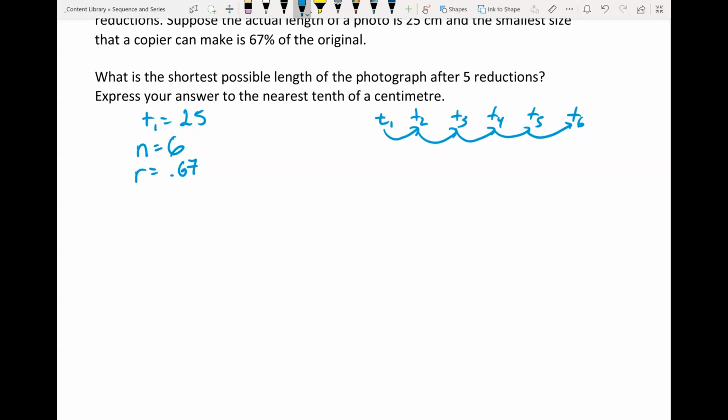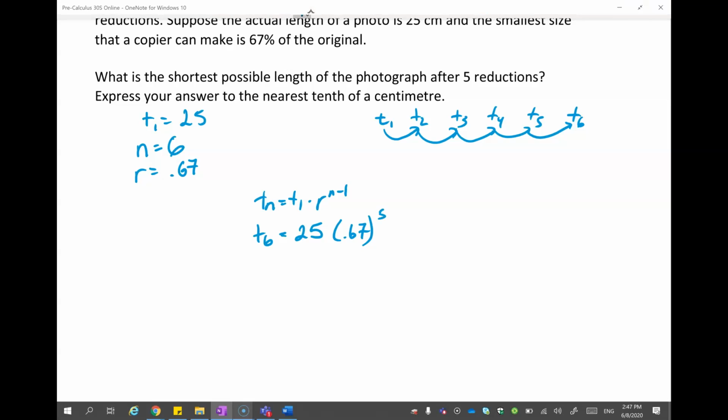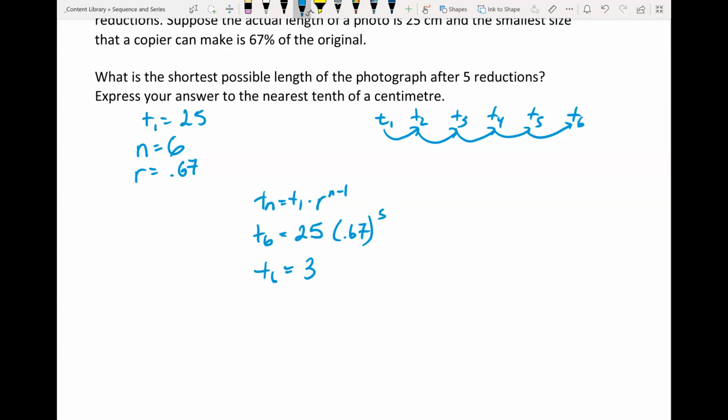All right, so this is our formula. Tn is what we're looking for, but in this case it's T6. You're looking for the term after 5 reductions. T1 is 25. Our R is 0.67. The exponent will be 5 because that's 6 minus 1. So 0.67 to the power of 5 multiplied by 25. It's going to be 3.4 centimeters. This is going to be the length of the photograph after 5 reductions.